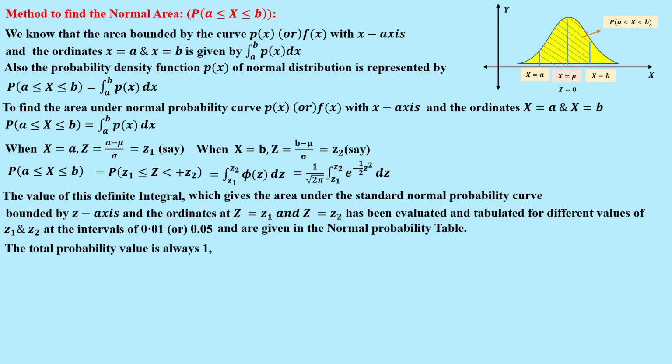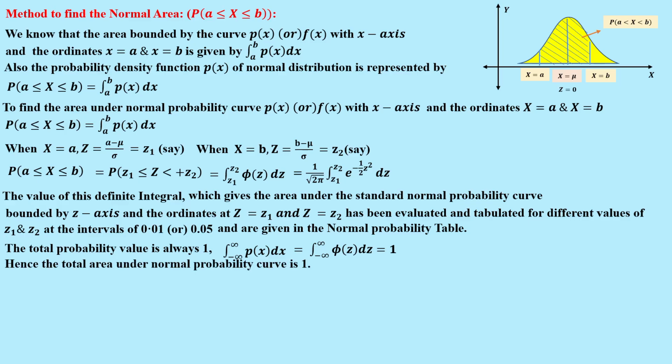The total probability value is always 1. So integral minus infinity to plus infinity p of x dx is equal to integral minus infinity to plus infinity, in terms of z, phi of z dz, equal to 1. Hence the total area under the normal probability curve is 1.